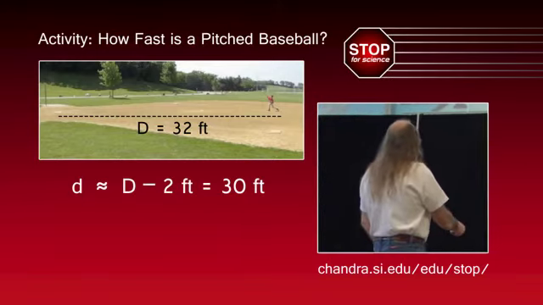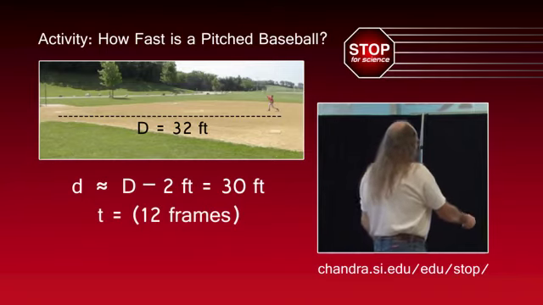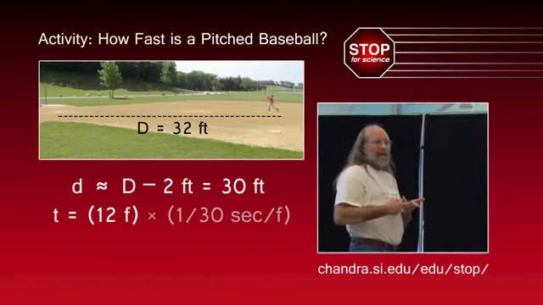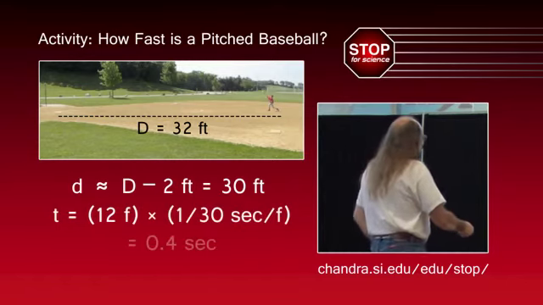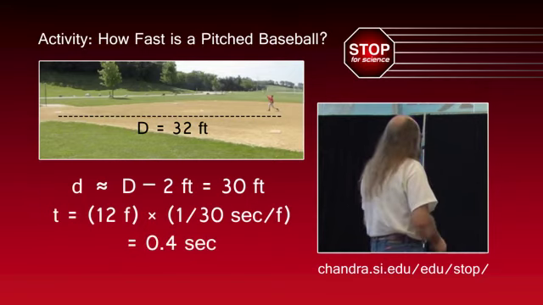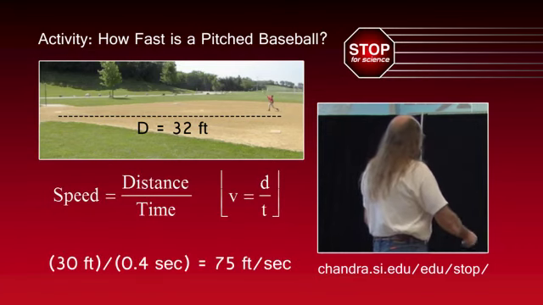We figured out that it took 12 frames. We counted out that that's how long it took for it to go 30 feet. Each one of those frames is a 30th of a second, okay? So it took 0.4 seconds for that pitch to travel 30 feet. And so we can calculate that 30 feet over 0.4 seconds is 75 feet per second. And we can convert that to miles per hour if we want to do that.